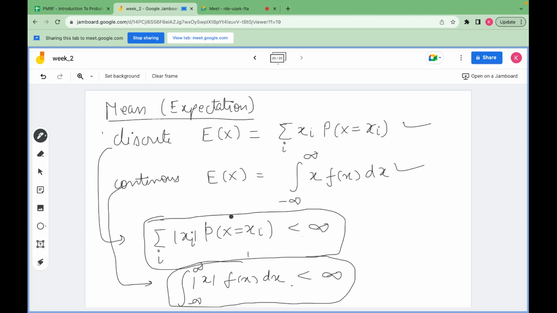So for a discrete random variable, if this thing exists, if this is a finite value, then only the mean will exist. And for continuous, if this value has a finite value, then only the mean for a continuous random variable will exist. Okay, so these are the formulas, and these are important.